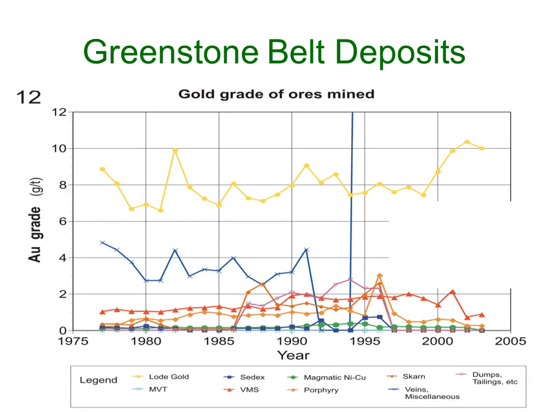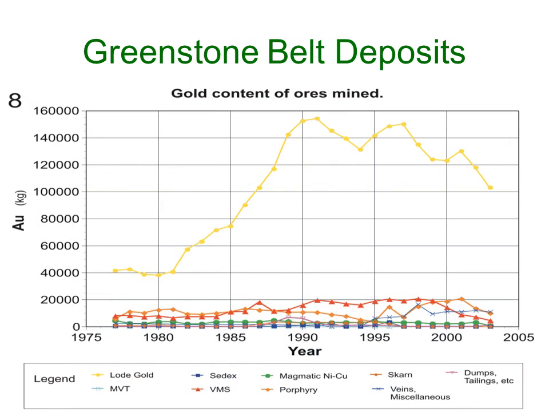So how significant are these greenstone belt shear zone hosted gold deposits in the grand scheme of things? This graph shows the gold grades of various types of deposit being mined in Canada. Greenstone shear zone hosted gold deposits are in yellow, and you can see that they tend to grade between say 7 and 10 grams per ton, well above the gold grade of most other deposit types. In a world where grade is king, this is important.